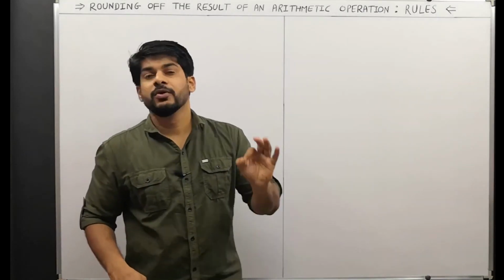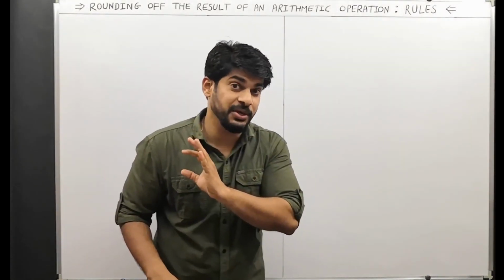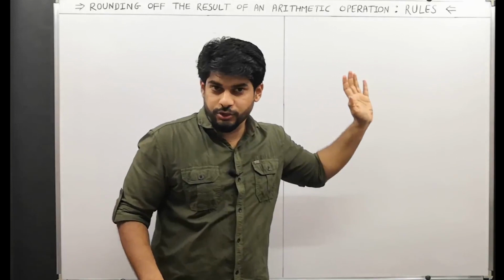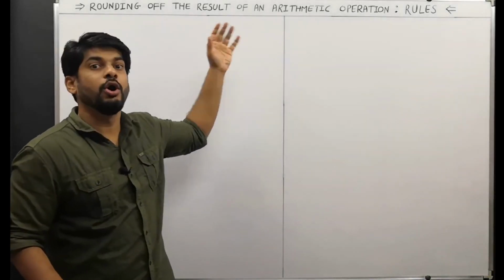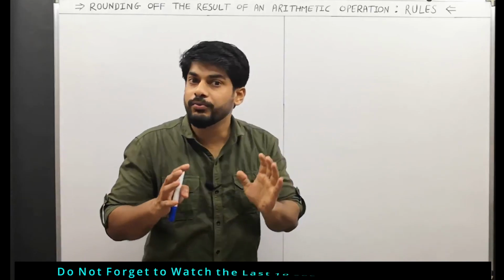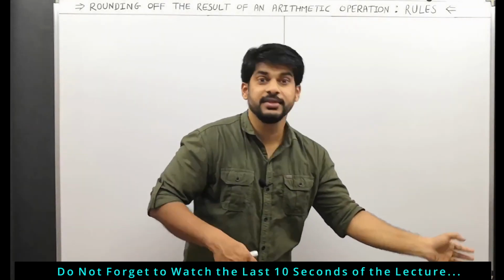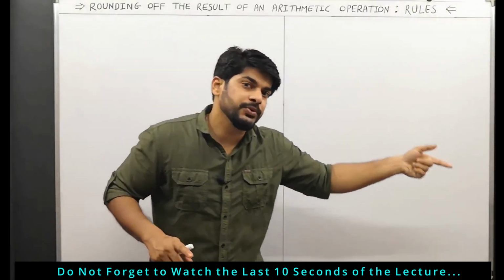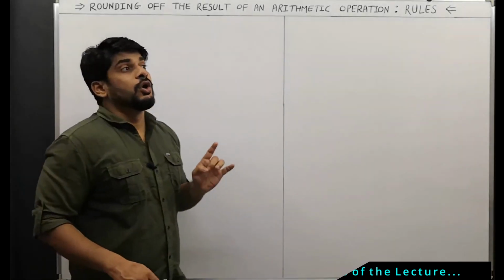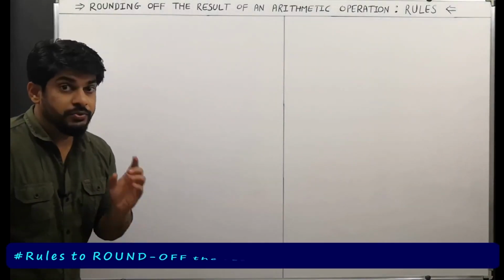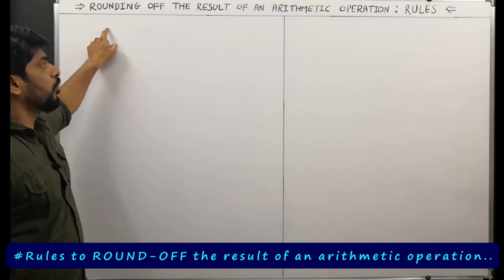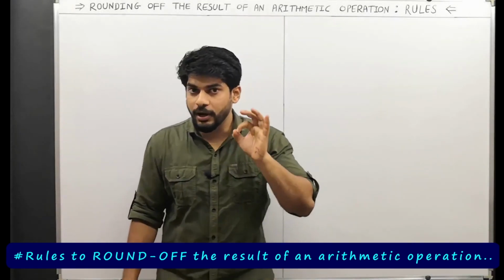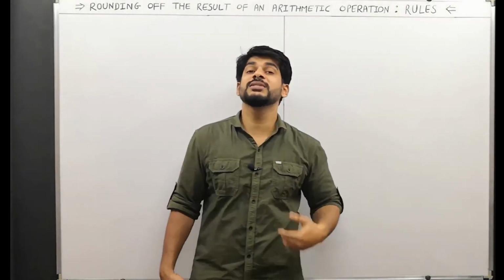Now in this lecture we are going to see both. We will see the significant figures as well as the rules of rounding off. But this is a little bit different from the previous lectures. Over here we are going to see the rules to round off the result of an arithmetic operation. That is what we are going to see over here.